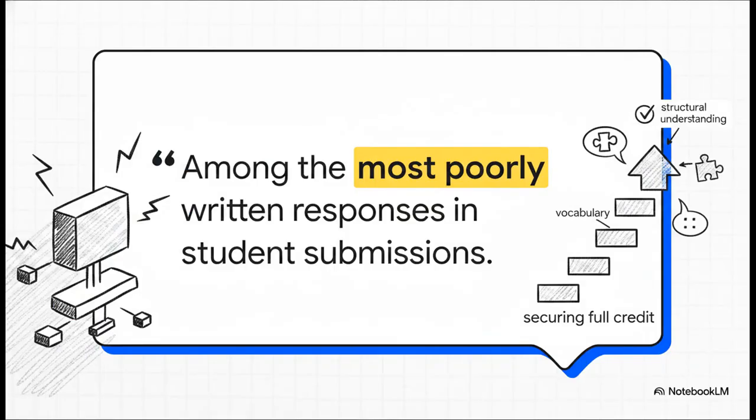Right off the bat, we need to set the stakes. Look at this quote, literally straight from the College Board's chief reader reports about the data abstraction rubric point. They specifically note that this requirement generates some of the most poorly written responses in all student submissions. I mean, that is a striking fact, but honestly, it's also a huge opportunity for us. By the end of this explainer, you are definitely not going to be in that group. You'll have the exact vocabulary you need to easily secure full credit.